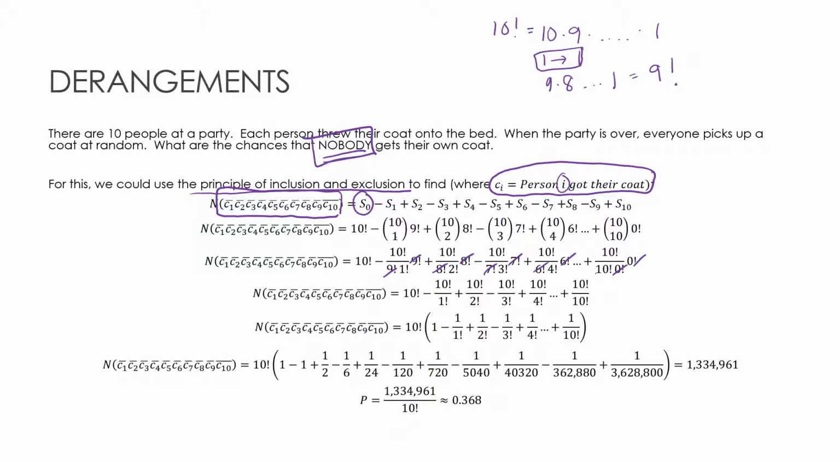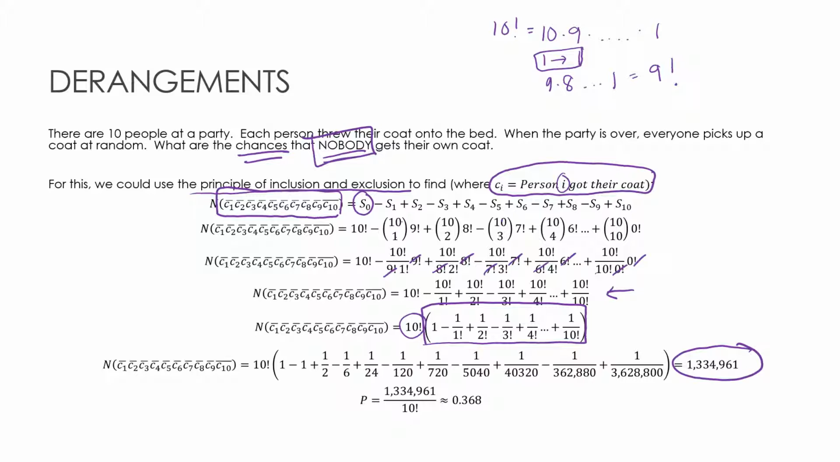Now, again, that leaves me with this expression. What did I do here? I said, oh, look, everything has a 10 factorial on it, so let's factor out the 10 factorial, and now I've got 10 factorial times all of this. Typically, I'm not looking for the actual number, but in this case, I'm going to go ahead and find the actual number, which the total number was 1,334,961.